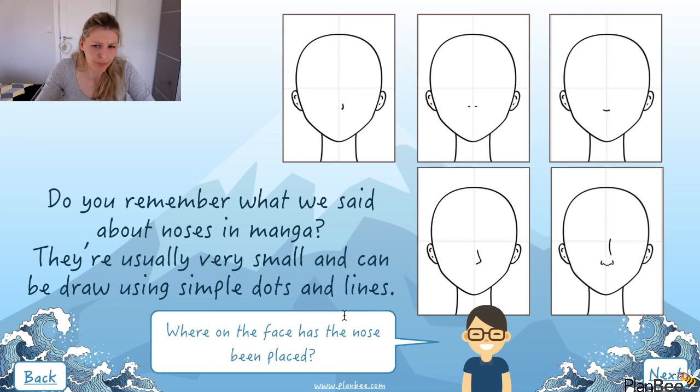Another feature that doesn't necessarily show emotions, but I wanted to show you the feature because we'll be using this in our drawings later. Do you remember what we said about noses in Manga? They're usually very, very small and can be drawn using simple dots and lines. So can you see in each of these faces here, the nose, this one just looks like a comma. It's so small, but you can tell that there's a nose there just on that really small line. Maybe just a couple of dots to show the nose, or a little curved line. This one's a bit more complicated, but it's definitely a nose, isn't it?